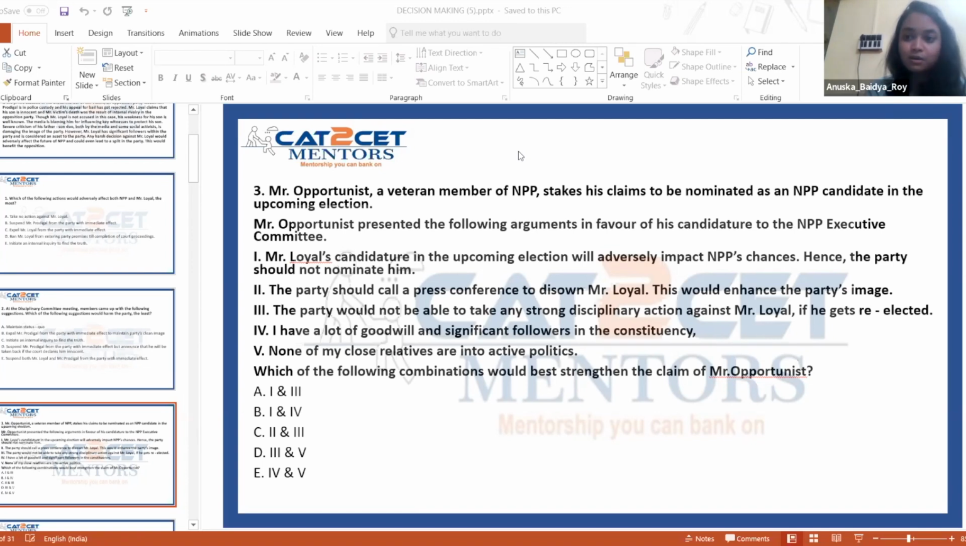Now, this is a lot of assumption. The assumption is his son will be proven the murderer and the party will have to take disciplinary action. Okay. Also, even if Mr. Loyal gets re-elected and his son is a murderer and he tries to protect that person, the party can take disciplinary actions against them. Okay.